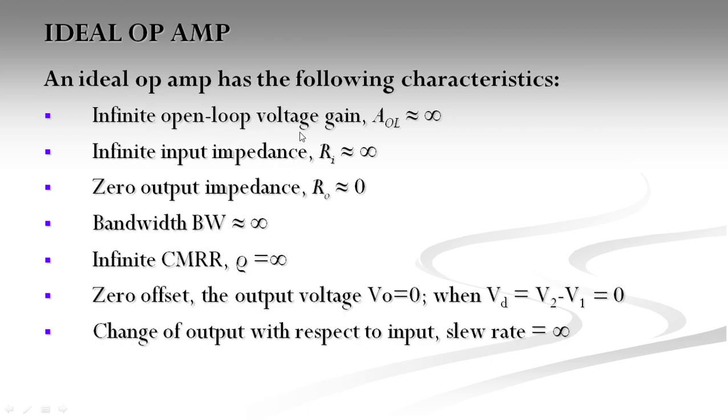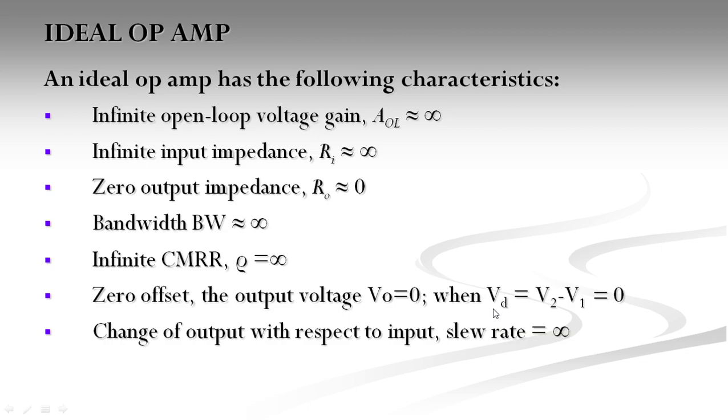Infinite open loop voltage gain, AOL is infinity. Infinite input impedance, Ri is equal to infinite. Zero output impedance, that is R0 must be equal to 0. It should have an infinite bandwidth, and common mode rejection ratio must be infinite. And zero offset, that is the output voltage V0 must be 0 for the zero input condition.